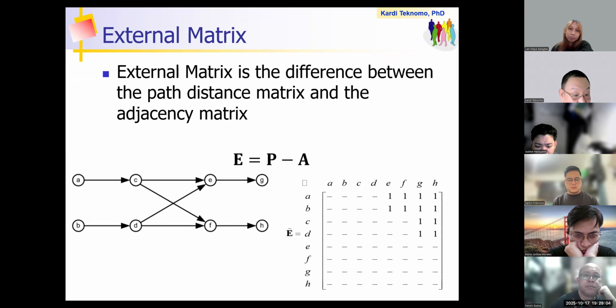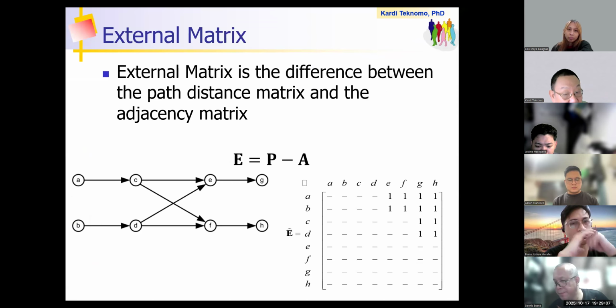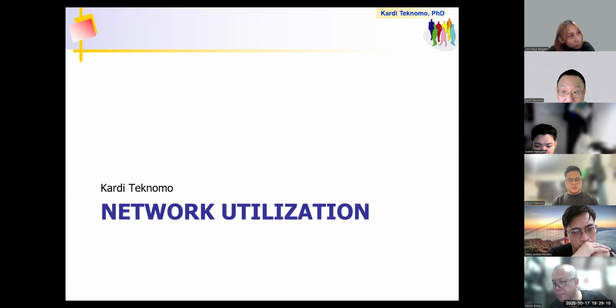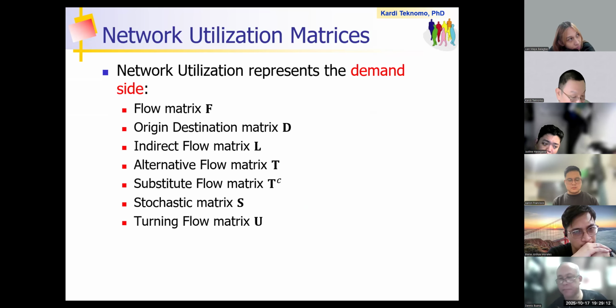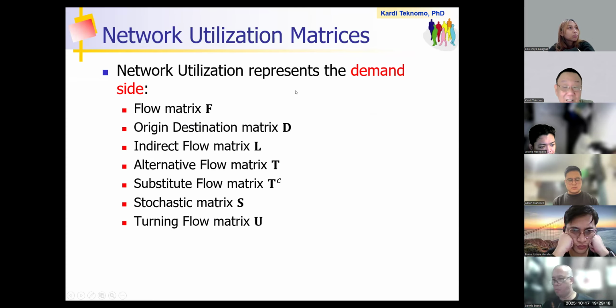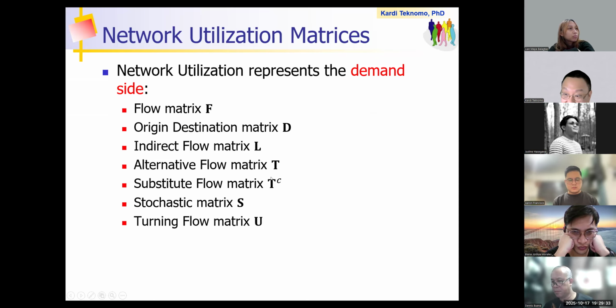Let's go to the second part. Now you want to utilize the network. If you want to utilize the network, what do you need? You need the trajectory. So from the trajectory, what can you get? You can get the demand side. So the network structure represents the supply side, right? Now you can get a lot. You can get the flow matrix, the origin destination matrix, the indirect flow matrix, the alternative flow matrix, substitute, and then turning distribution and stochastic matrix and so on. So you can get a lot of different matrices from the demand side.